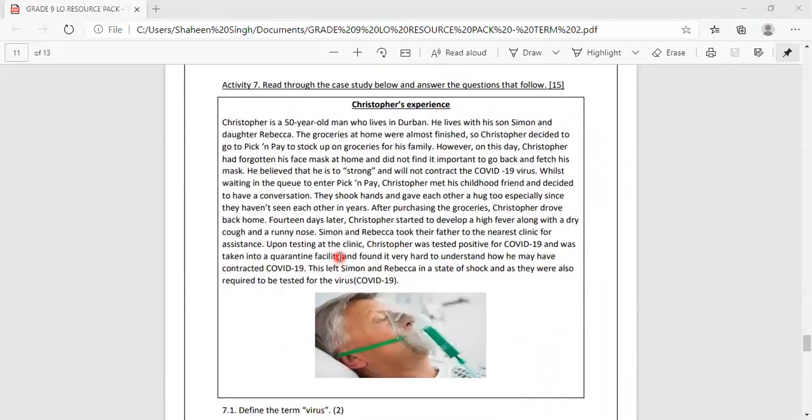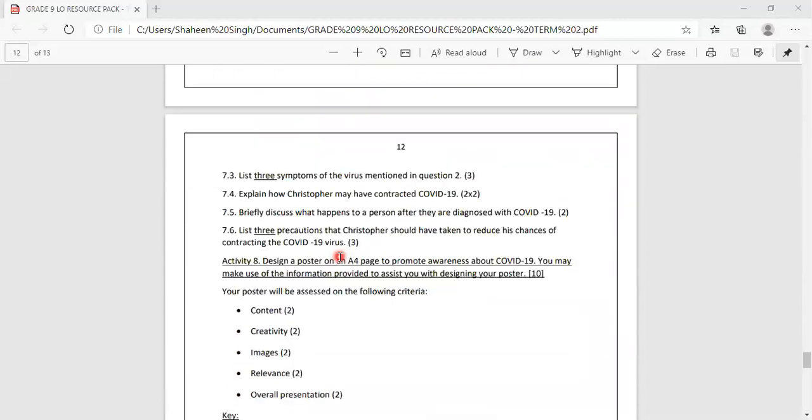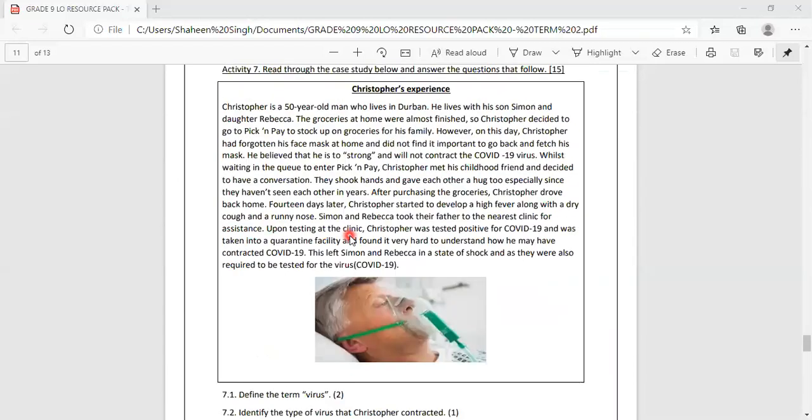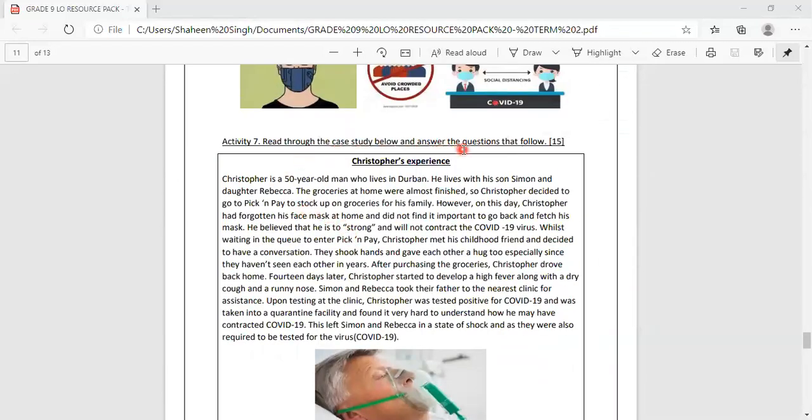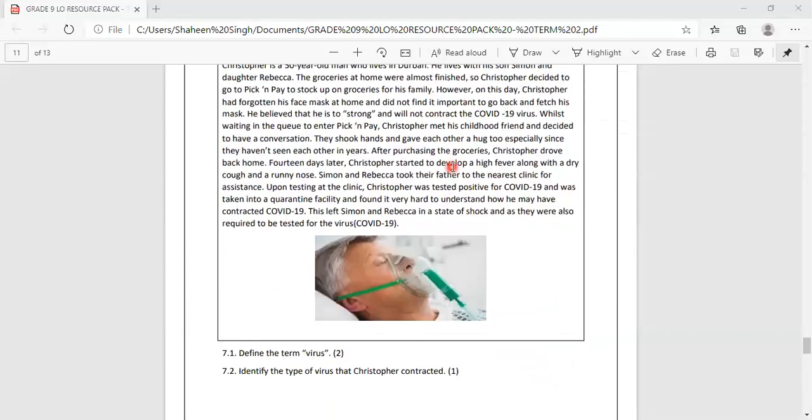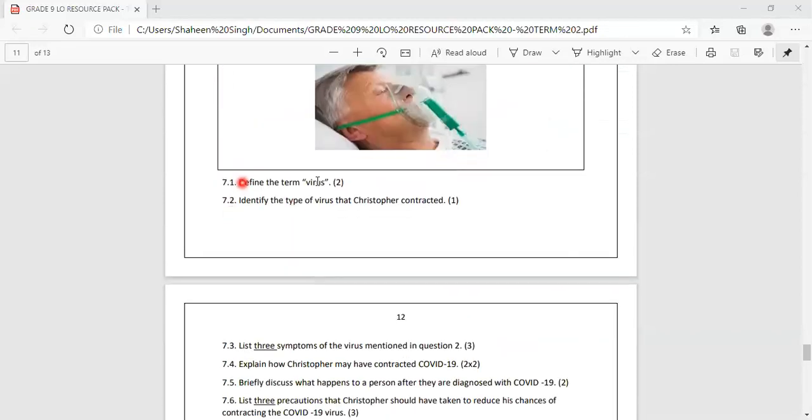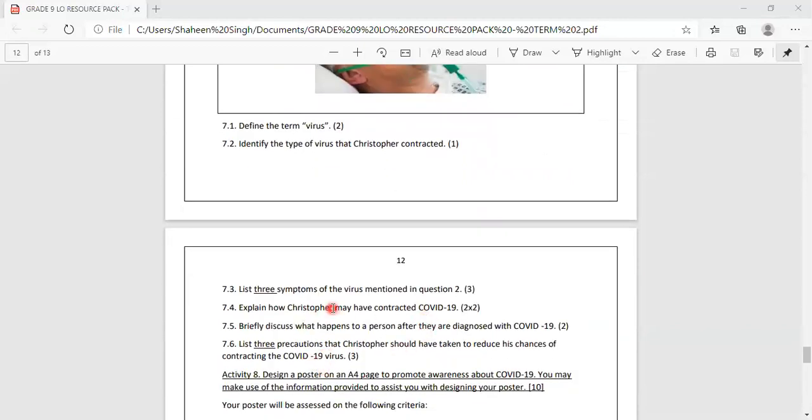And in the new week, we shall review this activity and move on with our section on COVID-19 and onto activity 8, which will require you to design a poster on an A4 page to promote awareness about COVID-19. So, boys and girls, just to remind you for the week ahead, I would like you to complete activity 7, which involves reading through the case study titled Christopher's Experience and answering the questions that follow from page 11 and moving on to page 12 of your resource pack.